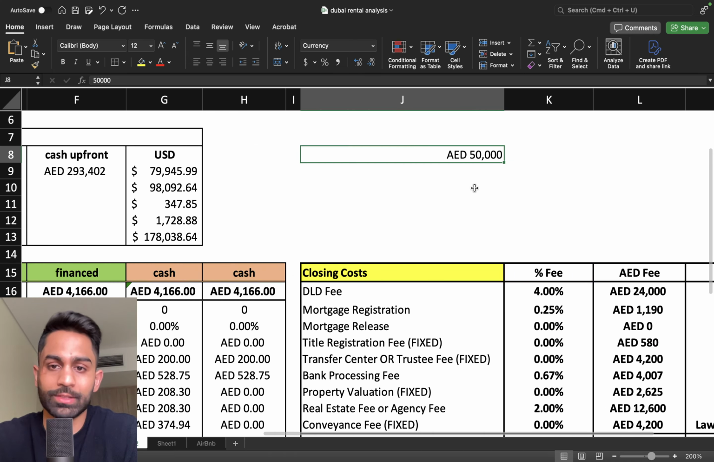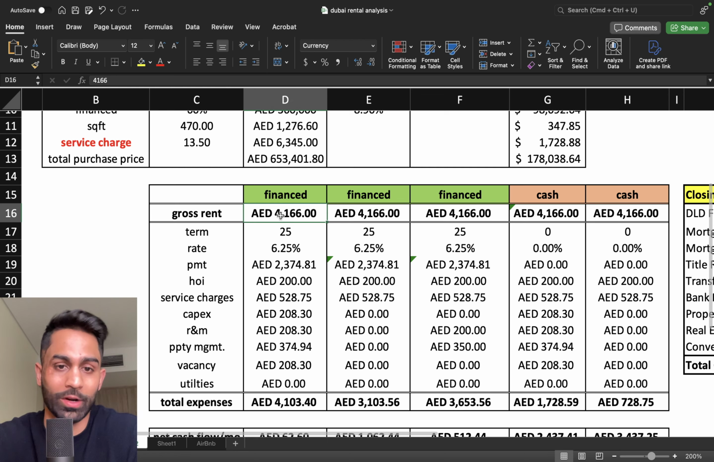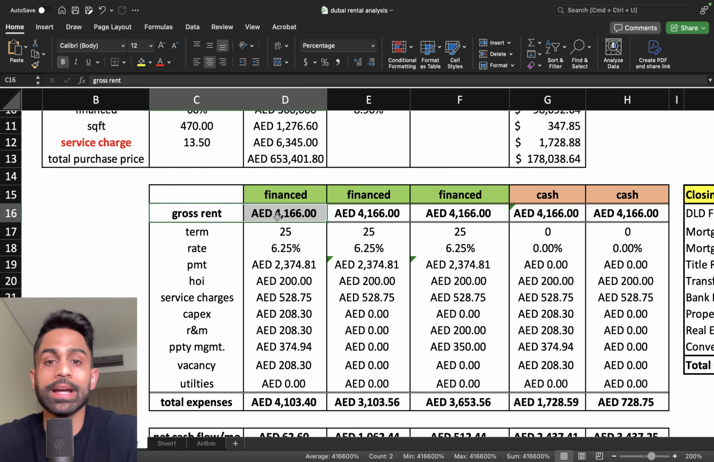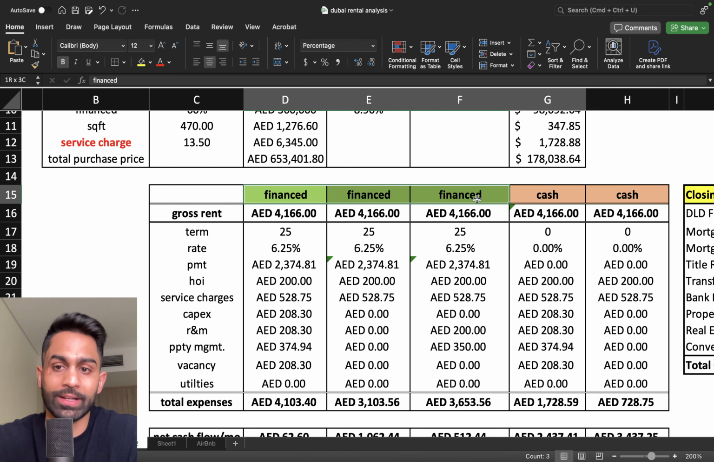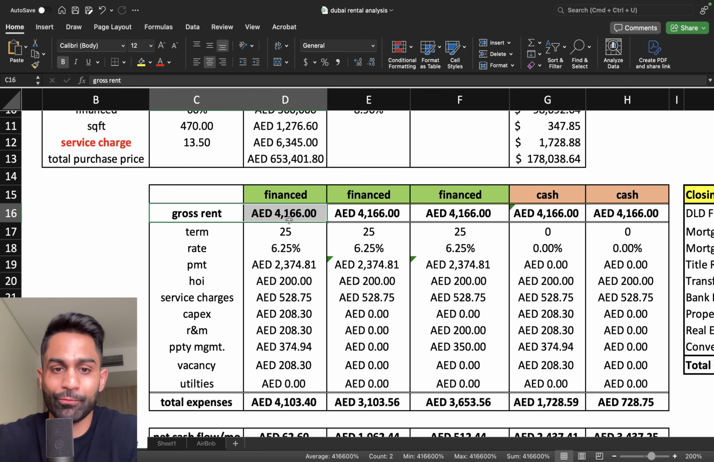So 50,000 divided by 12 is essentially 4,166. So that's exactly what I've plugged in terms of gross rent. And I've broken this down into like 4 or 5 different categories. 3 of them are financed, 2 of them are cash, to get a better understanding of what the deal is going to look like. So gross rent, 4,166. That's how much we're working with.